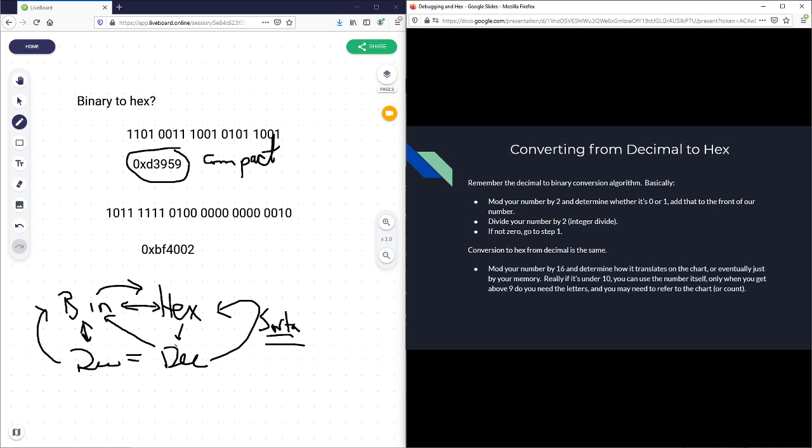So conversion from decimal to hex is the same. You mod your number by 16, and then you determine where it is. So remember that 15 is equal to F, like 10 is equal to A, and all that stuff. And then if it's under 10, you can just use the number itself, and then you divide the number by 16. And then if it's not 0, you go to step 1. So let's do some examples of this.